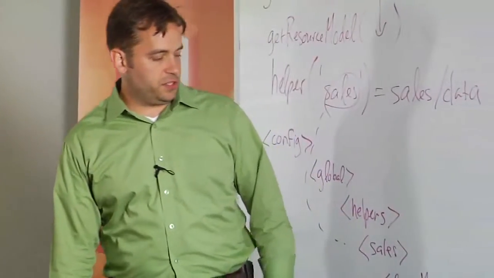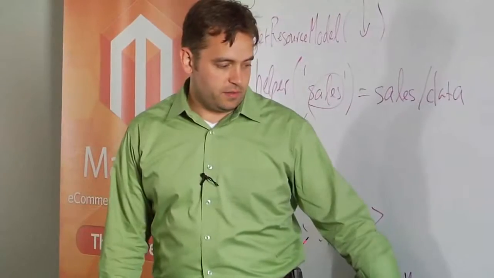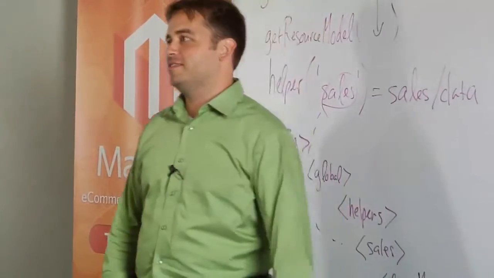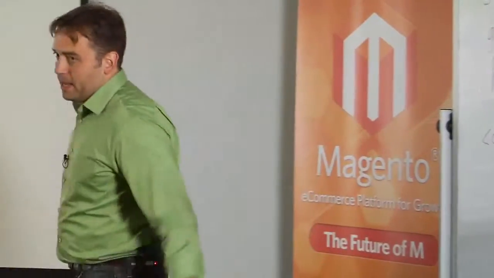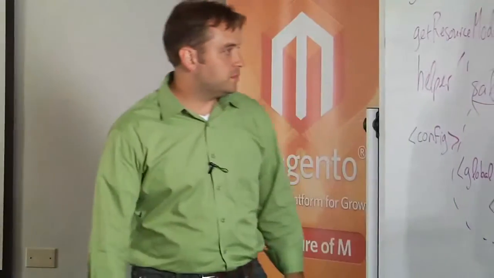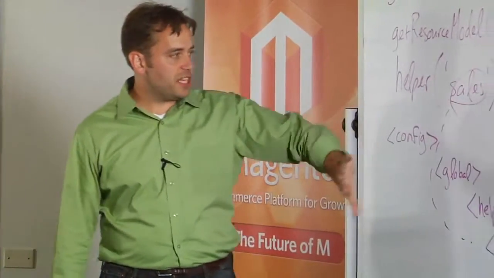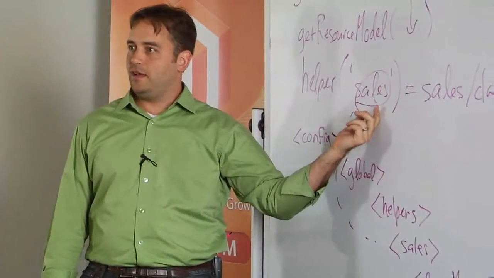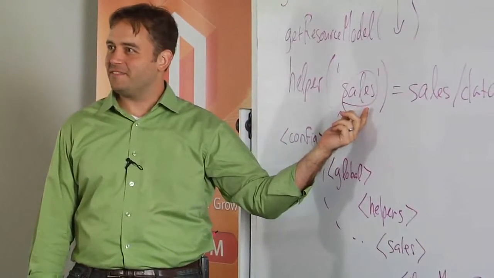If I said Mage sales not much of a helper, then it would look in a folder Mage sales not much of a helper, data.php. I mean, that's all these strings do. But that has to map to the file system somewhere. And that's what these factory methods do with this class group notation. This is exciting stuff.